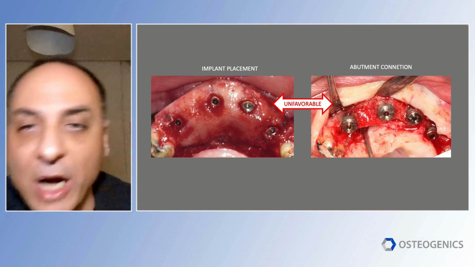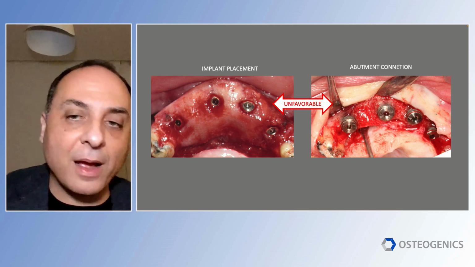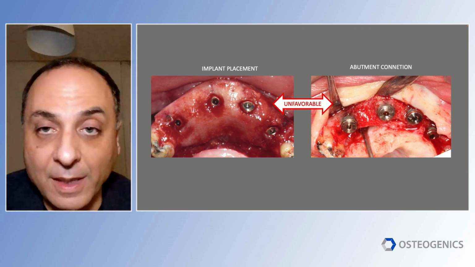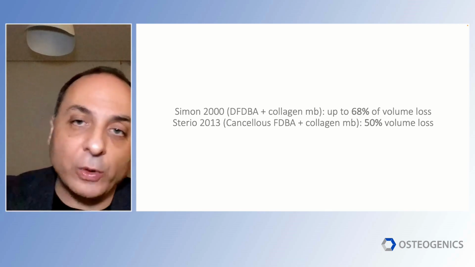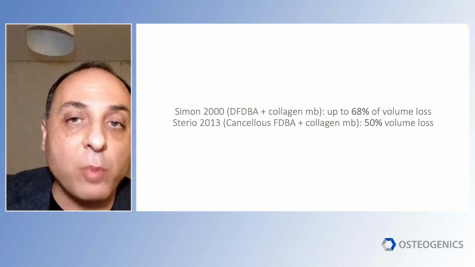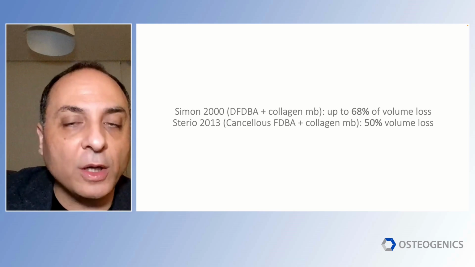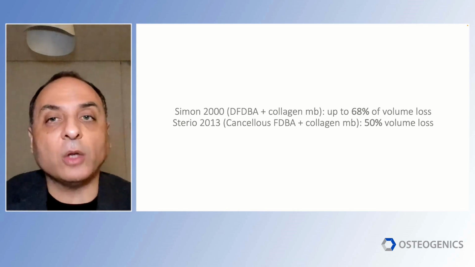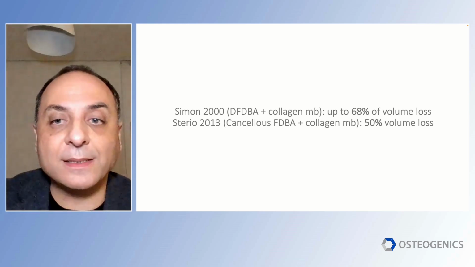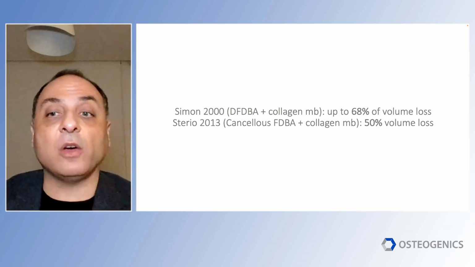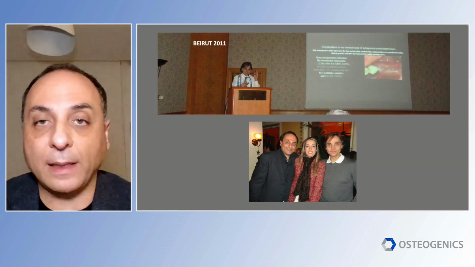Probably it would happen less with the mineralized cortical, because here it's a mixture of FDBA and DFDBA, but it happens from time to time. And I've discovered after a couple of years that allografts are great. They're just like autogenous bone in terms of bone quality, but also they're similar to autogenous bone in terms of resorption and remodeling, because they are subject to remodeling like autogenous bone. It was stated in some papers that sometimes we have 50%, 68% of bone volume loss while using the FDBA, for example.